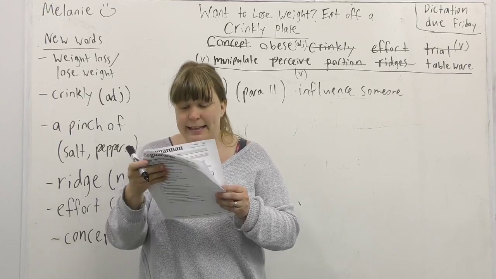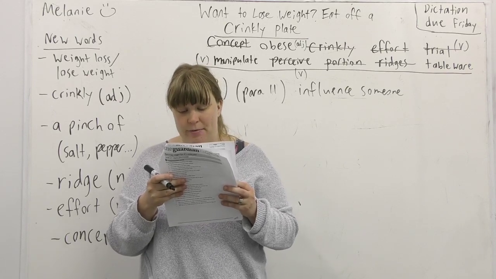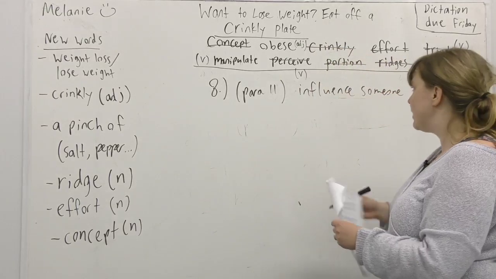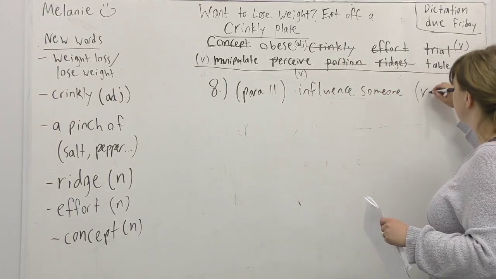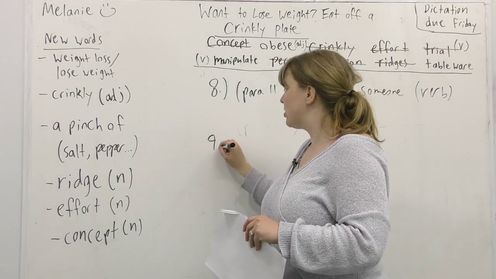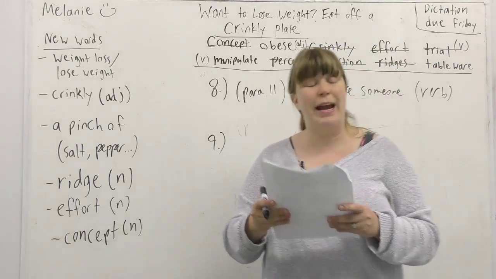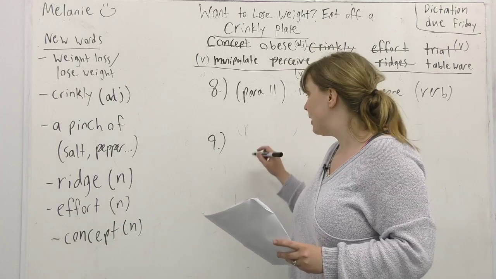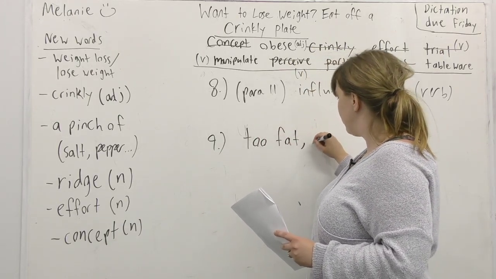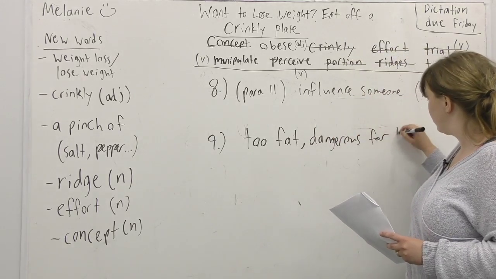All right. Anything that we can manipulate, any of that could be an effective way of eating less. Okay, so this is going to be a verb. I think we only have one verb left, hint, hint. So type in your answers now. Number 9, too fat in a way that is dangerous for your health. I think we talked about this word yesterday. So dangerous for health. Dangerous for health.